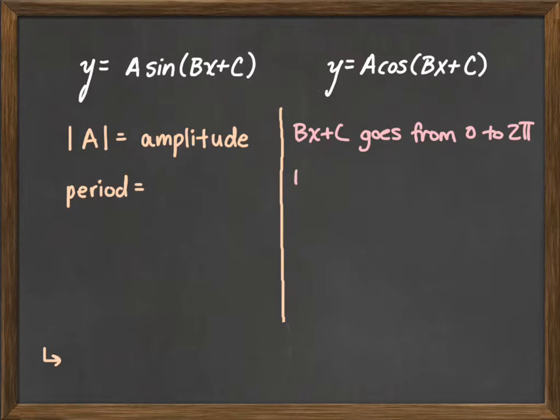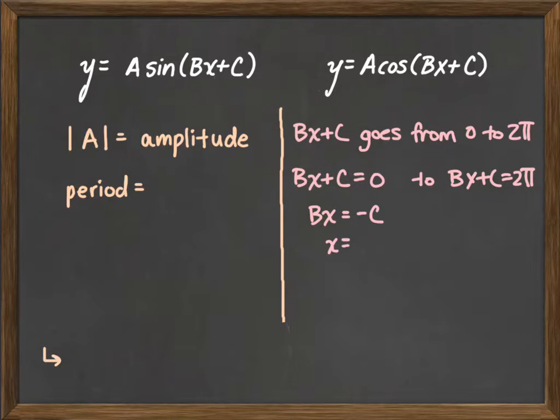So we get the following two equations. It's going to start at 0, and it's going to end at 2 pi. So let's solve both of these for x. So the first equation we're looking at, we're first going to subtract c, and then we're going to divide by b. So x is going to start at negative c over b here.